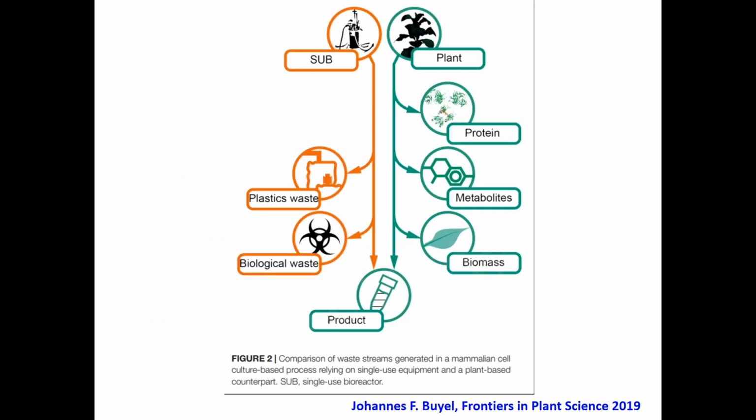Here is the comparison of the waste stream generated in a mammalian cell culture based process relying on single-use equipment and a plant-based counterpart. As we have seen in the previous slide, this production of high value biomolecules in the plant system is a green biotechnology, because it is not leaving any unused biomass in the environment.